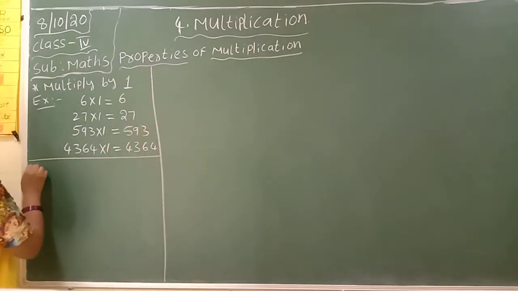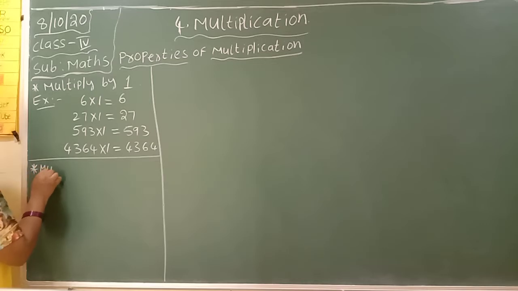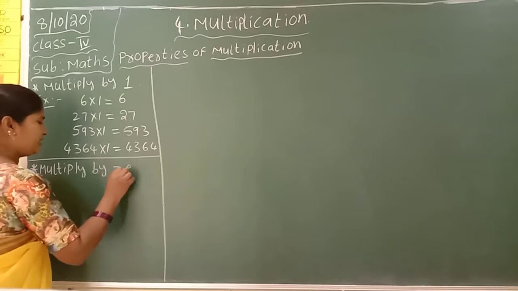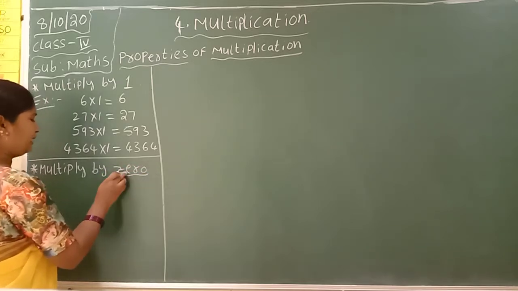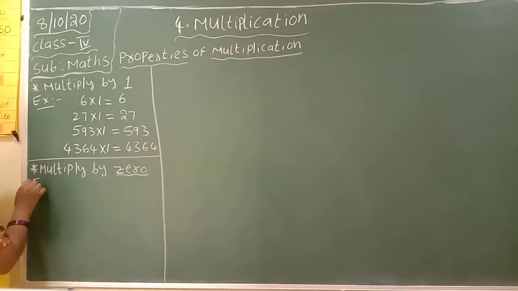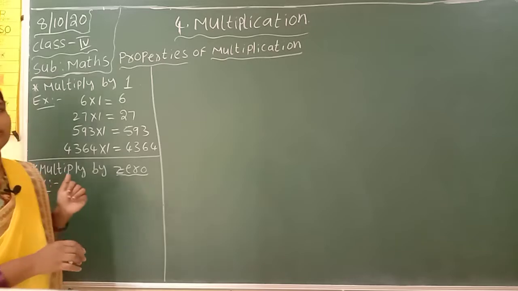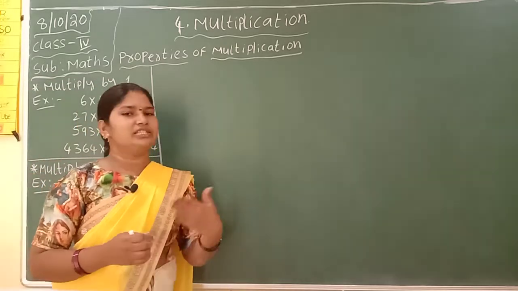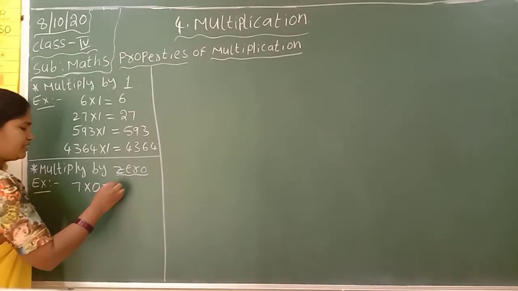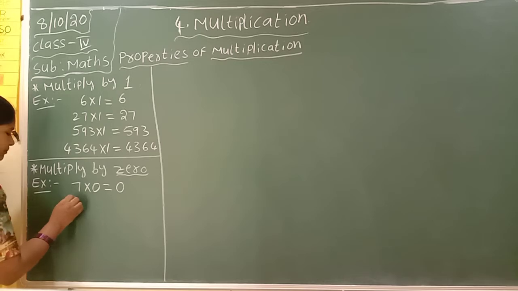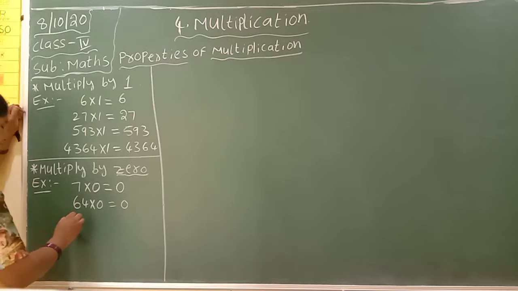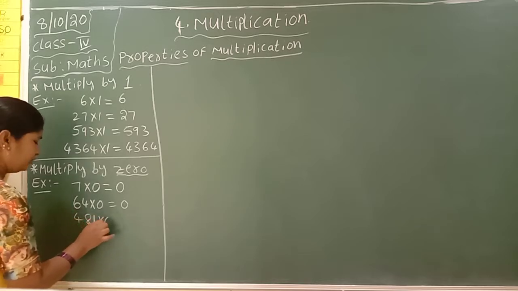And the next property, that is multiply by 0. Okay children, here you have to multiply any number with 0. What will we get? 0 only. For example, 7 into 0. 7 zeros, 0. Next, 64 into 0, then also 0 only. 481 into 0, then also 0 only.